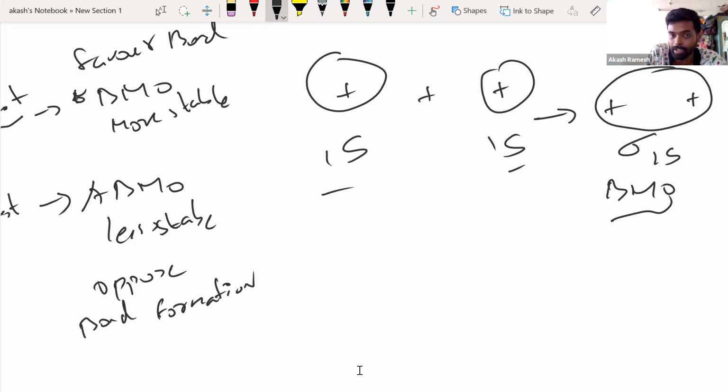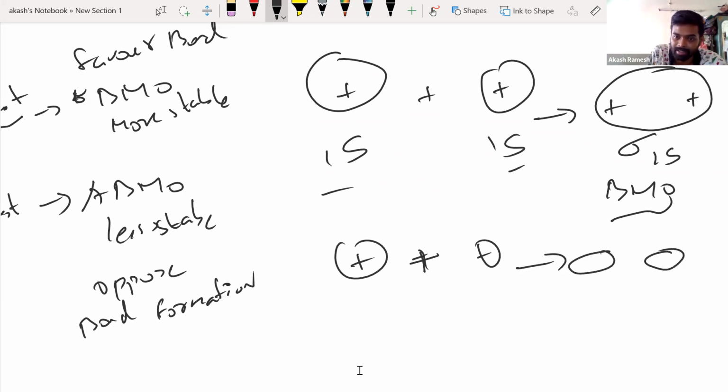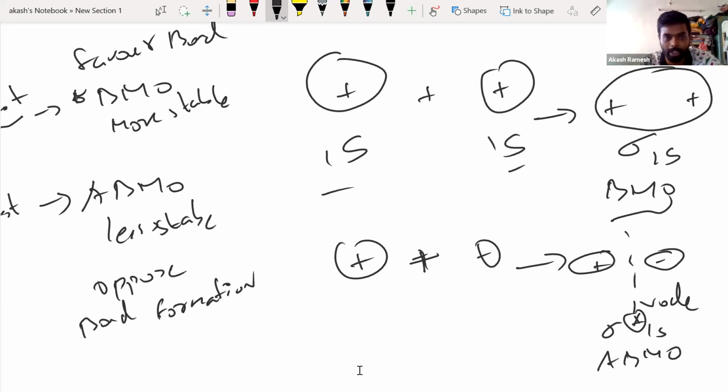Now this is constructive interference, that is plus and plus are interacting. When I have plus and minus interacting, you will see something like this, plus, minus. You will have a node here. Node means that you cannot find electron density here. This is what is called sigma star 1s. Star always represents an anti-bonding molecular orbital.